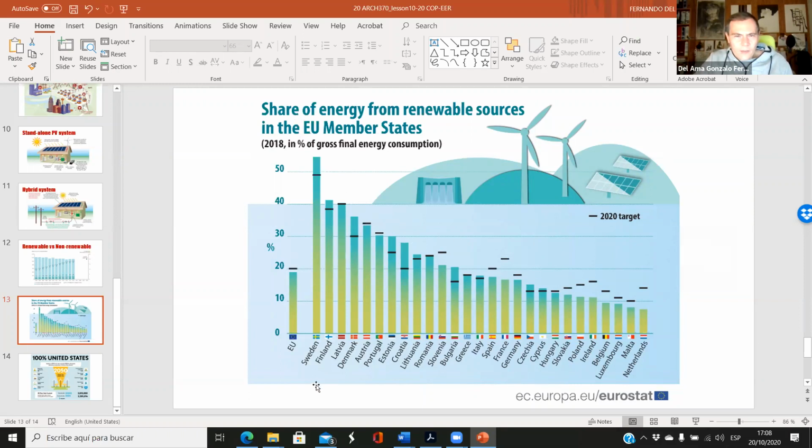So where are we? Well, this is the European Union, and of course, countries like Sweden, Finland, Denmark, Austria, Portugal. So they have met the conditions for 2020. So in 2018, they had already met this goal of more than 20% of the energy being generated by renewable resources. Great. There are other countries, Spain is getting there.